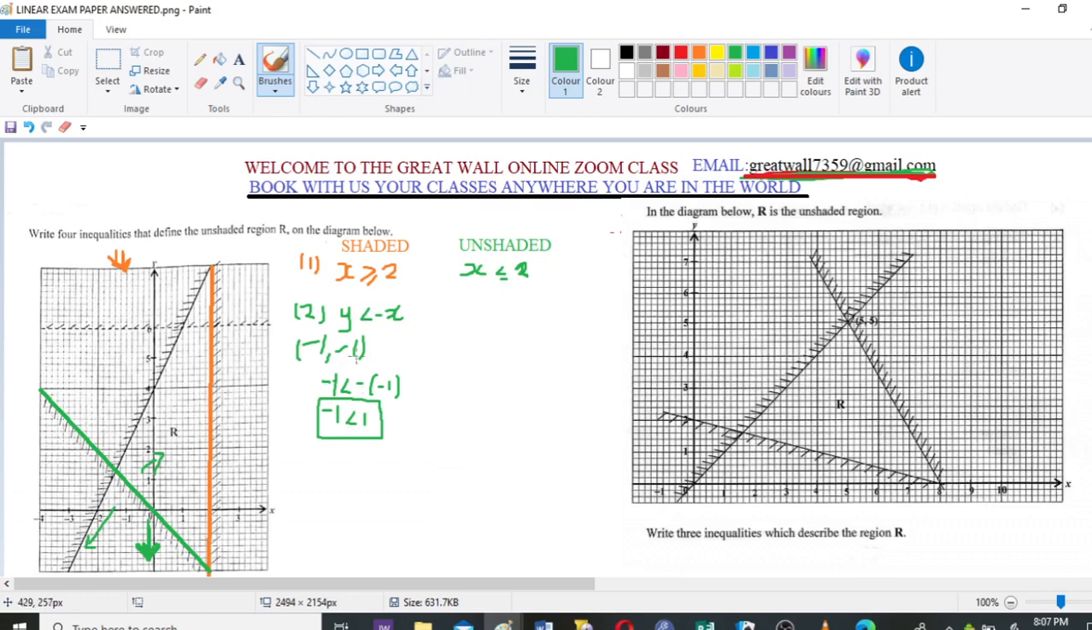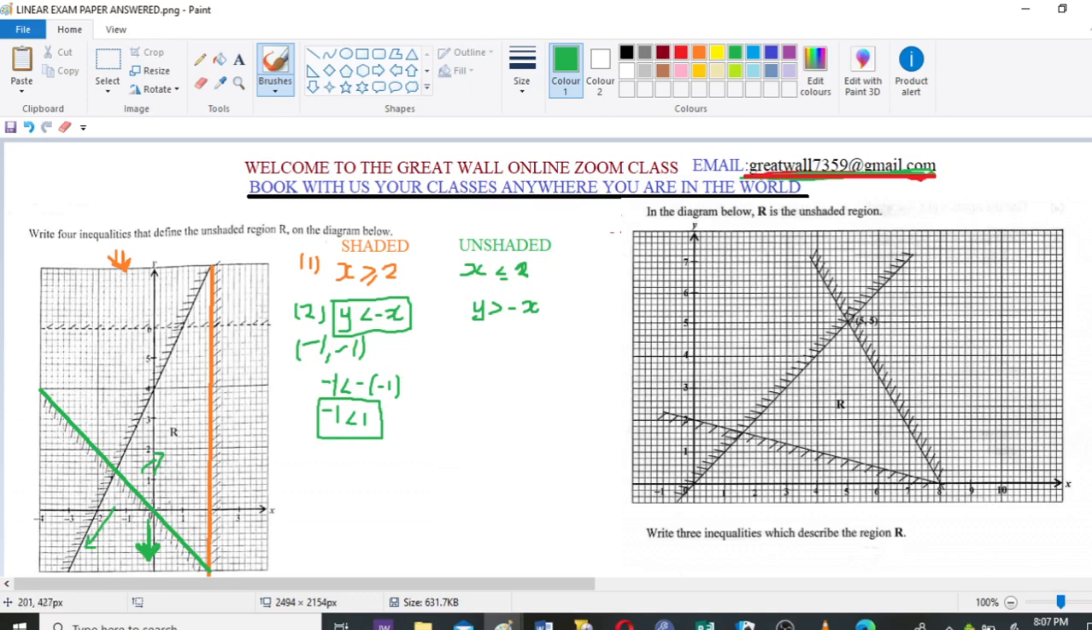So this inequality is describing the shaded region, which is the outer part. Now that we are looking for inequalities describing the unshaded region, we are getting the opposite of what we have. So we are getting y is greater than or equal to negative x, right? And that is very much true.